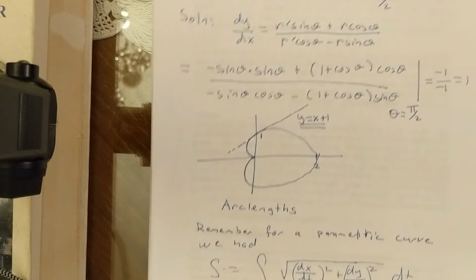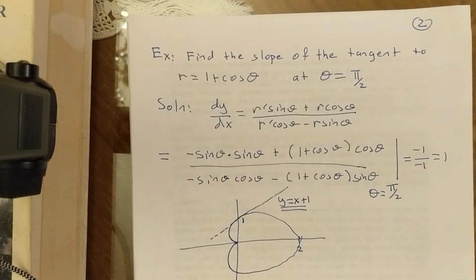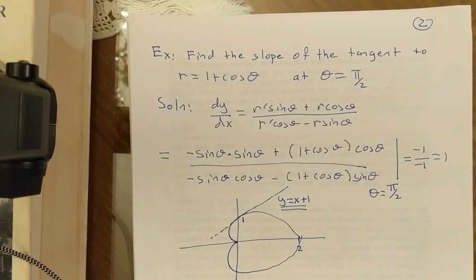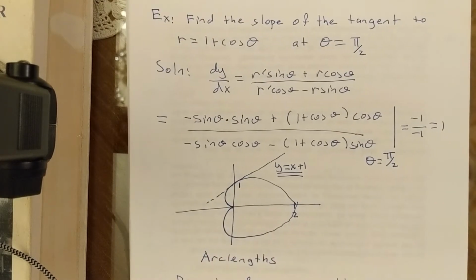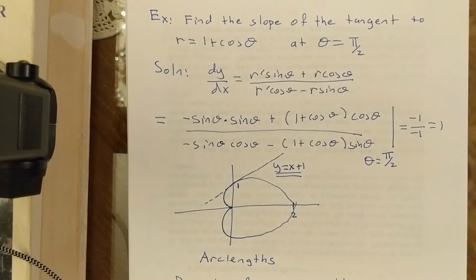So let's go back to our favorite cardioid. We've been doing this for the past 2 videos, I think. So we again have the cardioid r equals 1 plus cosine theta. And what I'd like to do is find the slope of the tangent line at theta equals pi over 2. Okay? So I just rewrote the formula because we're on a new page. It's good to have it right in front of us.